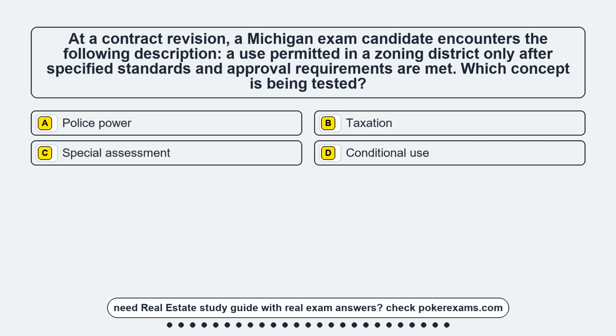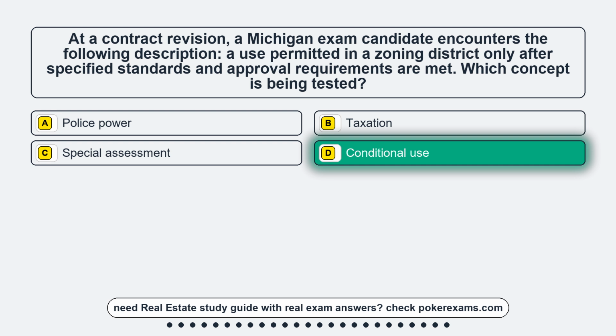Question 13. At a contract revision, a Michigan exam candidate encounters the following description: a use permitted in a zoning district only after specified standards and approval requirements are met. Which concept is being tested? Option A. Police power. Option B. Taxation. Option C. Special assessment. Option D. Conditional use. The correct answer is option D.